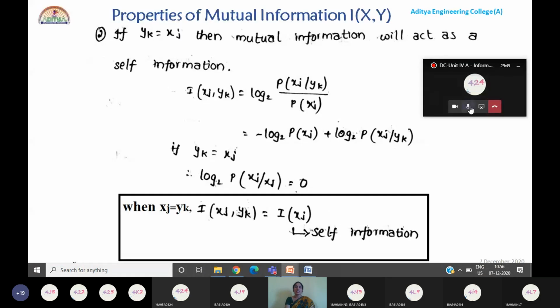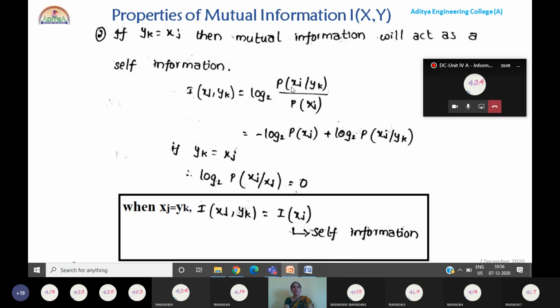What is the second property? Whenever yk is equal to xj, that is, the corresponding events of receiver and transmitter are equal, then the mutual information will act as a self-information. In order to prove this, directly take the expression of mutual information of either the transmitter or the receiver. We take the transmitter here, so I of xj comma yk.